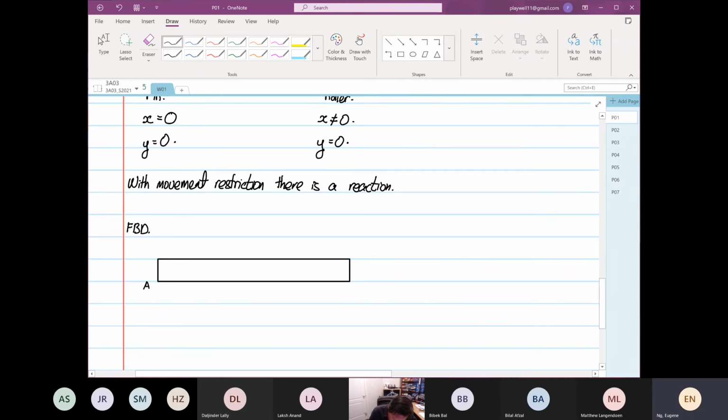is our point A, point B, and point C, and we have a load P over here. What we have is AY, and we also have AX. And at point C, we only have CY. Why only CY? Because we restrict motion in the Y, but in the X, it can go left and right. So that's why there's no CX at point C. This is how you will draw your free body diagram.